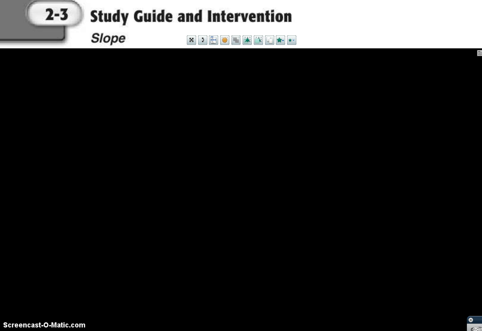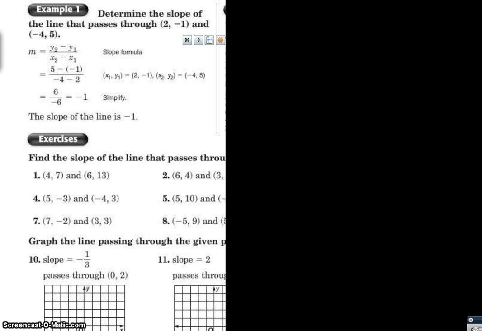Okay, so let's look at example 1. Example number 1 says determine the slope of the line that passes through (2, -1) and (-4, 5). So remember our slope formula. Again, please write this down if this is not the same worksheet that you have. My slope formula is y2 minus y1 divided by x2 minus x1. I saw a lot of you on your test accidentally flip-flopped them. So here I'm going to label. I have my x1 and my y1, and I have my x2 and my y2.